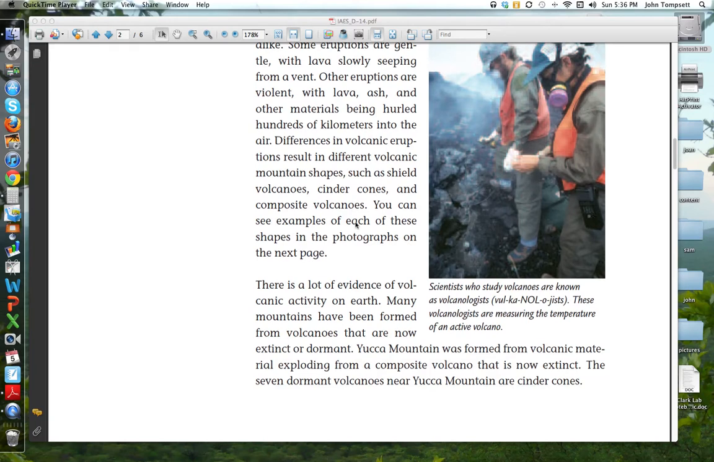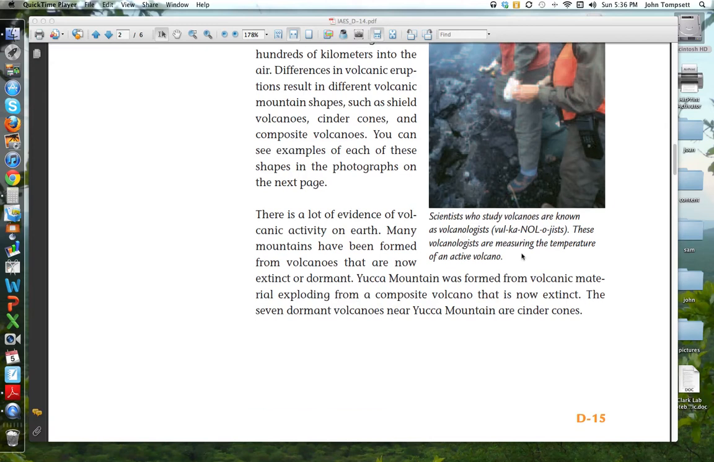There is a lot of evidence of volcanic activity on Earth. Many mountains have been formed from volcanoes that are now extinct or dormant. Yucca Mountain was formed from volcanic material exploding from a composite volcano that is now extinct. The 7 dormant volcanoes near Yucca Mountain are cinder cones. Here you can see in this picture, the scientists who study volcanoes are known as volcanologists. These volcanologists are measuring the temperature of an active volcano. I think I'd have some better shoes on than that.